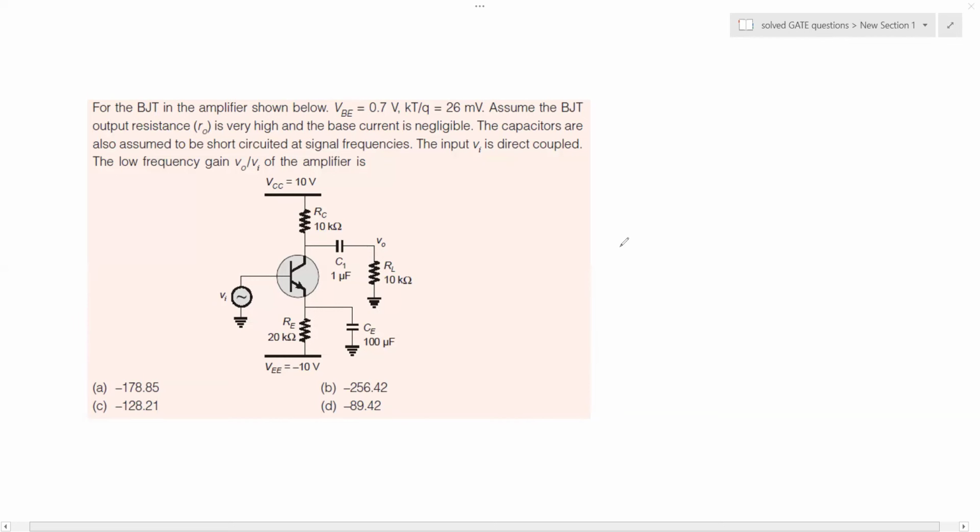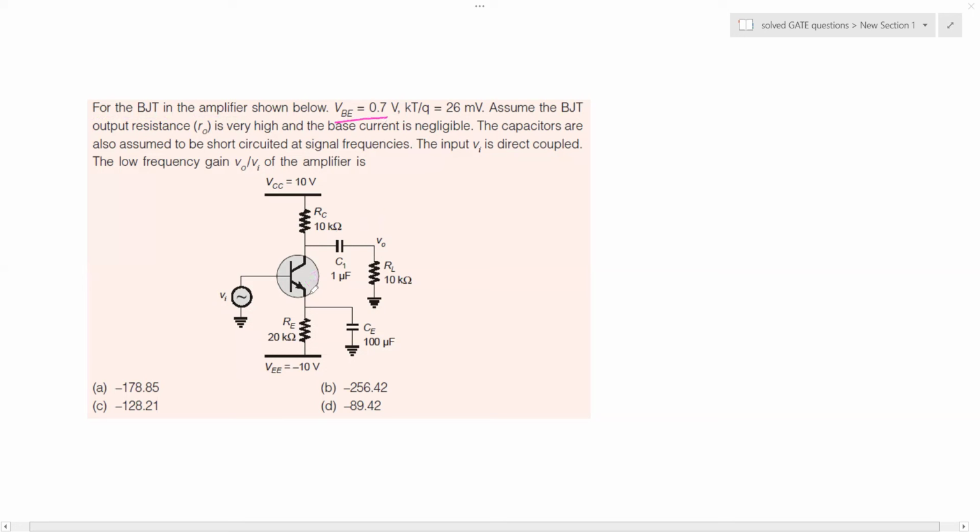This time we have on the screen a circuit diagram and a problem statement, and we want to answer it. So it's an objective type question. So let's solve it. How can we read the problem? For the BJT in the amplifier. So it is an amplifier circuit using the BJT. This is your BJT.